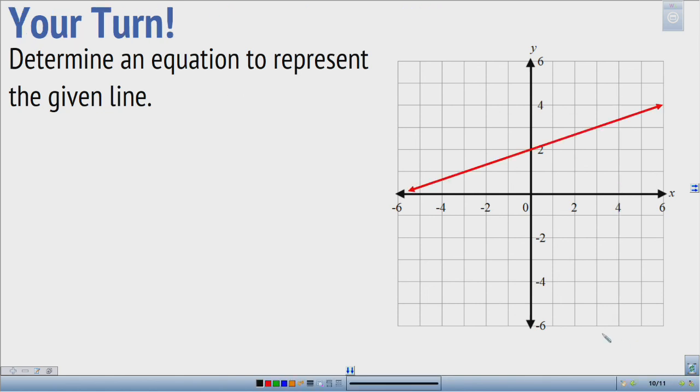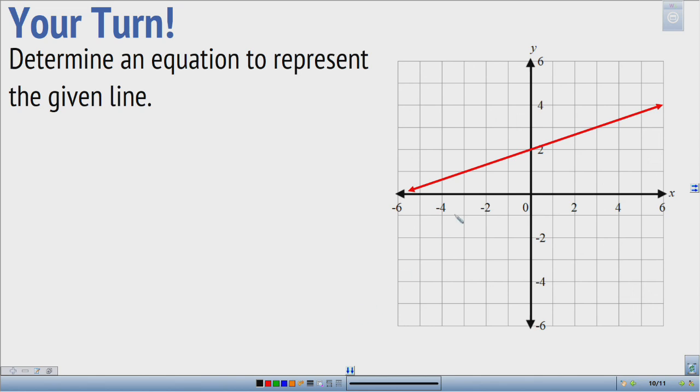So I'm going to ask you to try a couple questions now. So here's the graph. I'd like you to pause the video and try to determine the two things here, the y-intercept and the slope, and then put them together to create an equation of a line. So give that a try. Unpause the video when you're done.